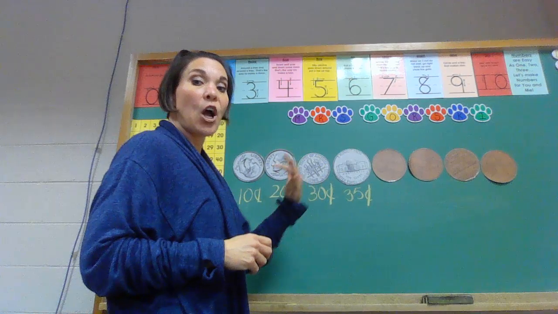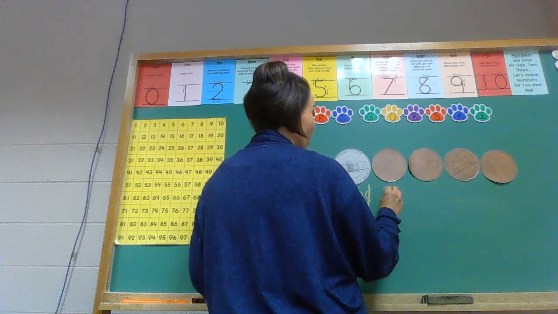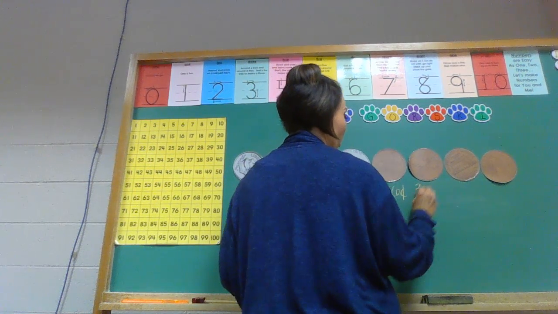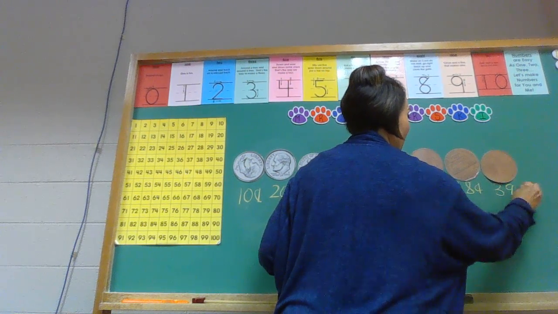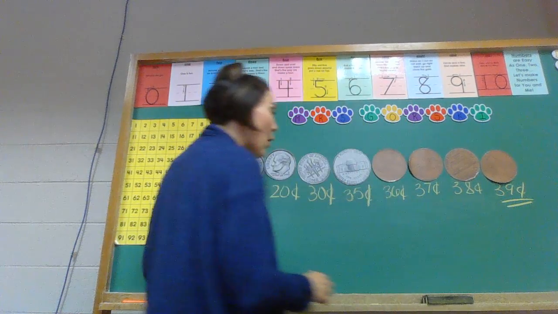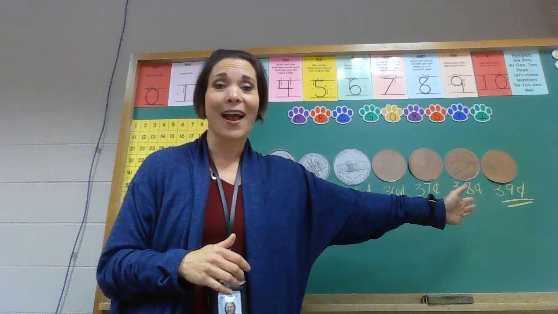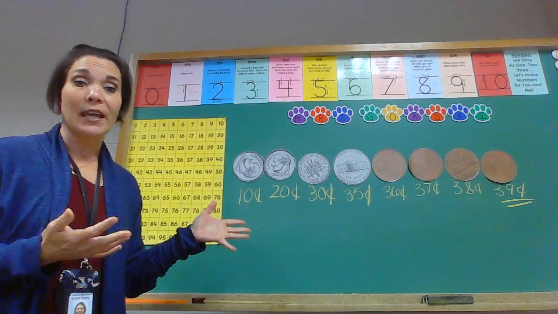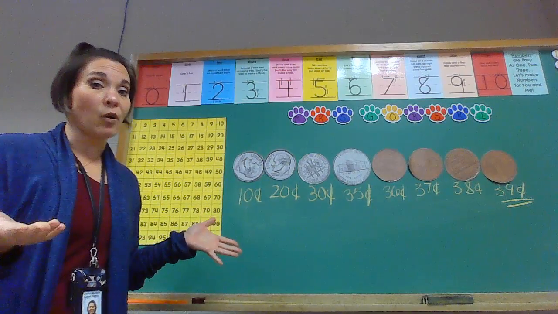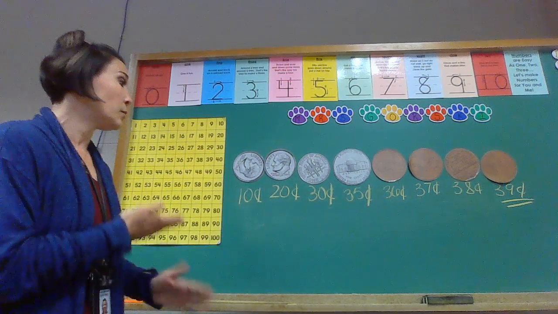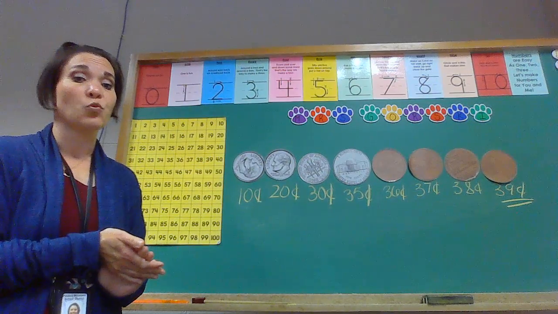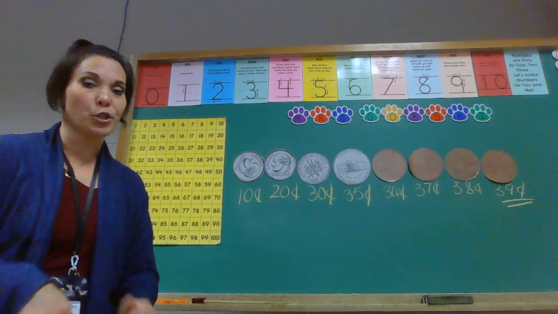Changing it up again. Going to my pennies. 36, 37, 38, and 39. Notice how also I'm writing your cent signs because we're dealing with money. I like to use those symbols. It's really important that we do. Still using those cent signs. 39 cents on this one. Let's try 1 or 2 more.